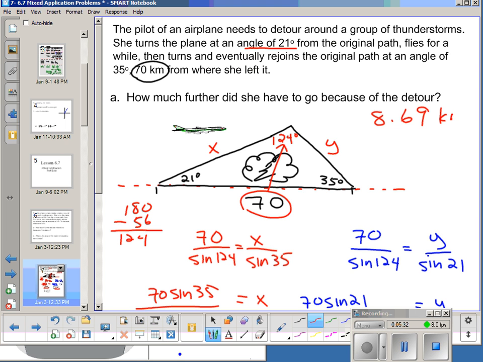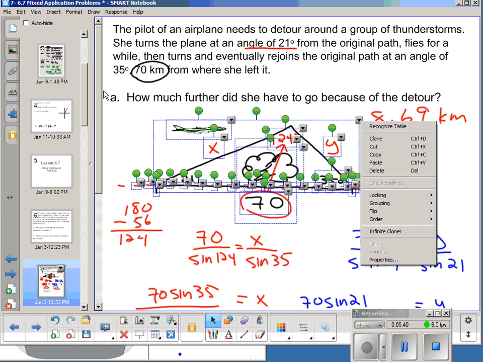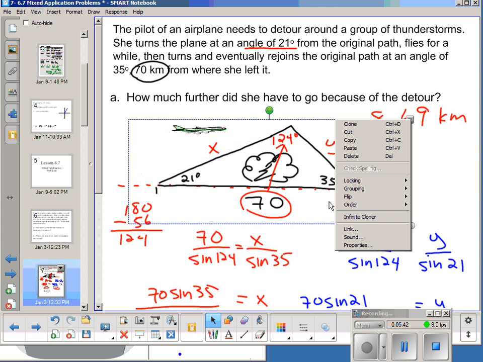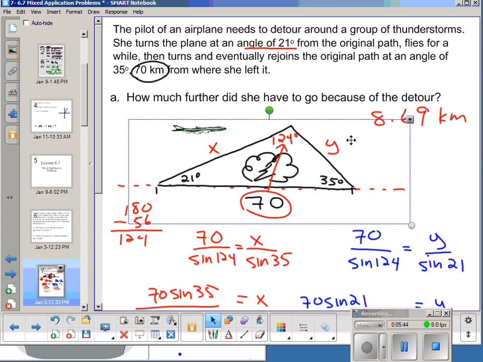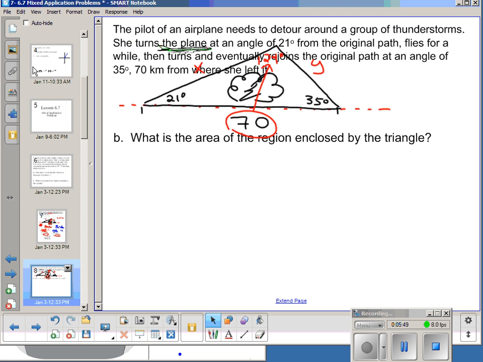Kilometers farther. Part B of this was asking for the area of this region. So let's capture all of this. Let's just group it and copy it. And let's go to the next page. We're going to paste it.